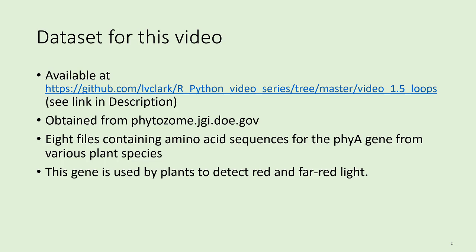This is the phytochrome A gene, and it's used by plants to detect red and far red light, both for circadian rhythms, as well as to tell whether they're being shaded by other plants, and that affects whether they try to grow up to the canopy or out sideways to absorb more sun.